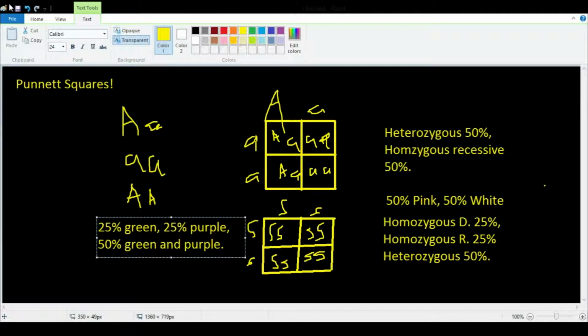So yeah, that's pretty much it for Punnett squares. There's not much more to it. You just line them up, pull the alleles across, write down your phenotype, and write down your genotype. That's it. Pretty easy, and I hope you learned from this.